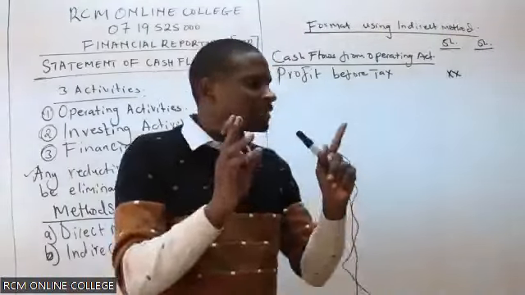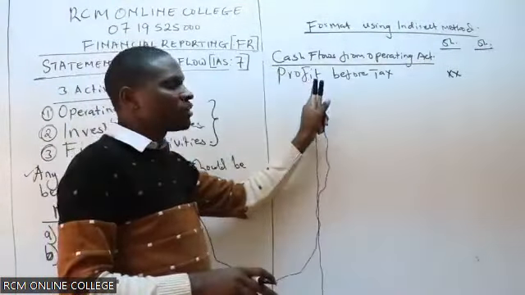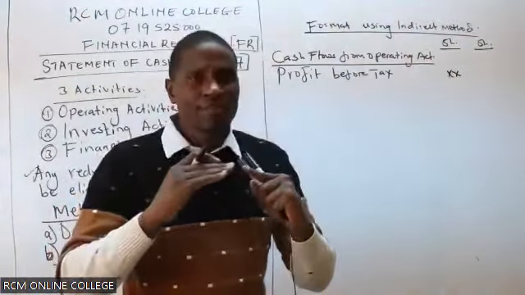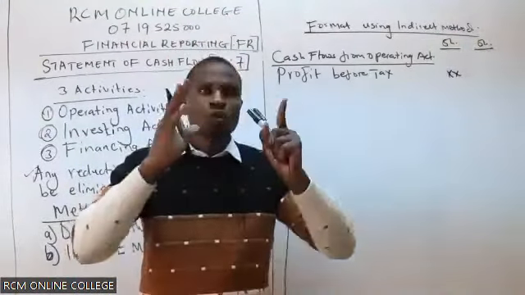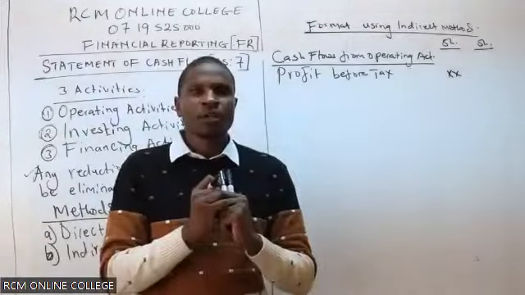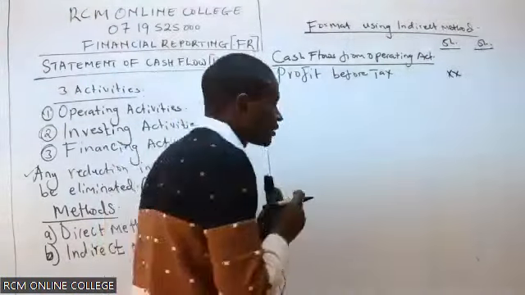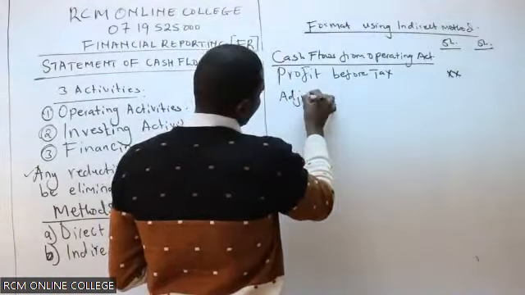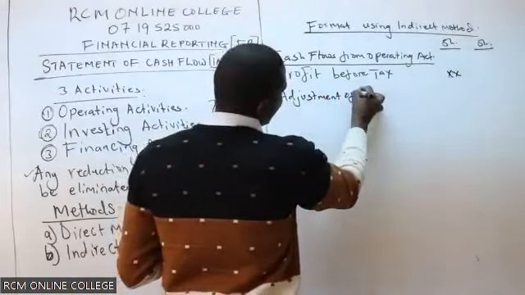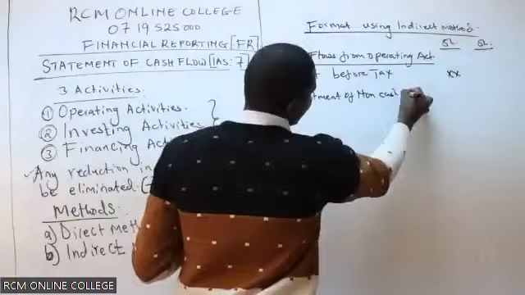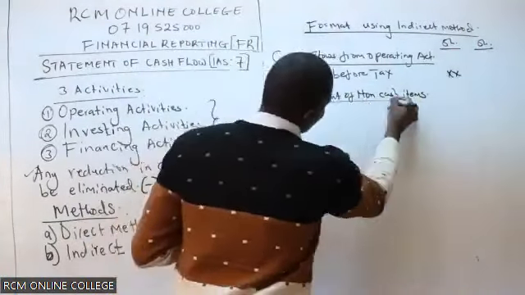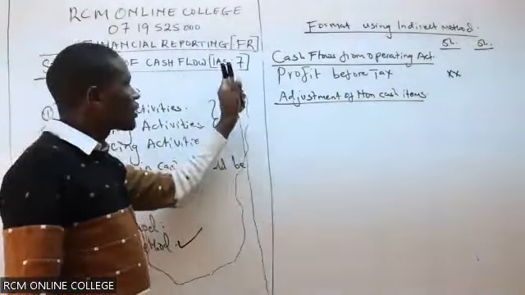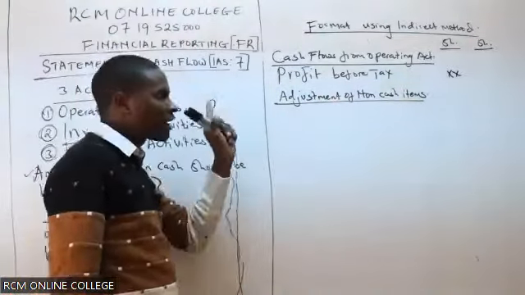I don't want us to look at that right now. I want us to first look at when we have been given profit before tax. So in that case, if you are where we have the profit before tax in the income statement, you look upward. Those items that are upward, we call them adjustment of non-cash items. This will remain so unless the standard is changed.